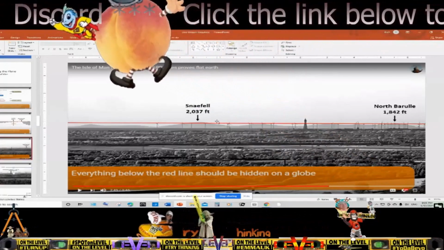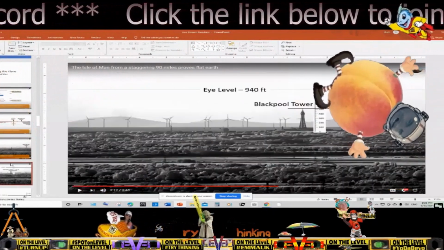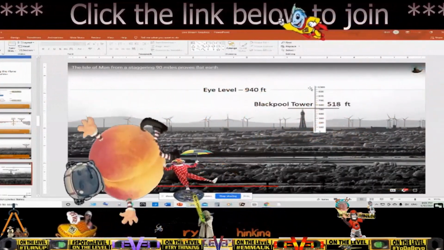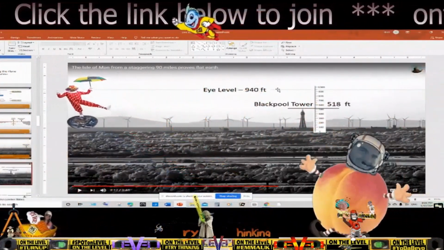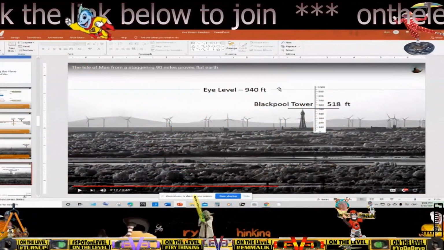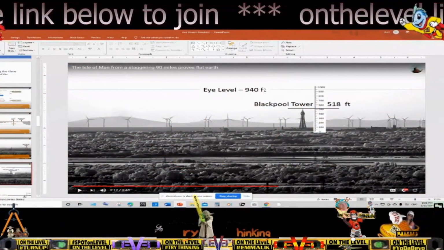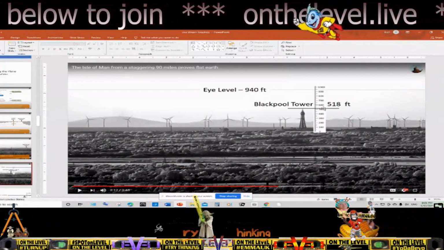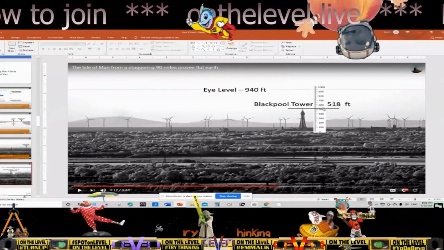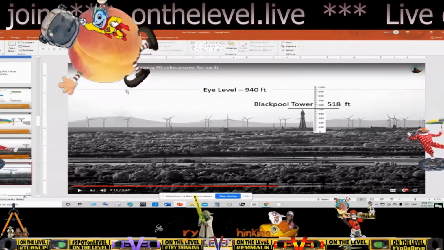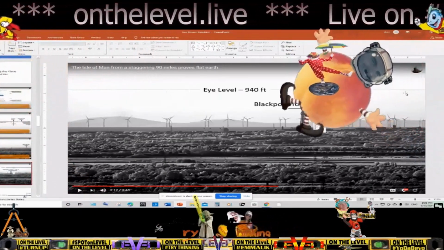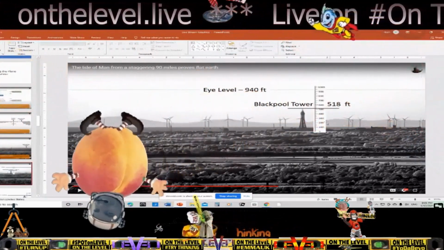You're the one telling us about horizontals. Don't be asking us. There's where it would be. He's at 940 feet. Blackpool Tower's 518 feet. So this would be the horizontal line up in this area. This is parallel to the horizon.